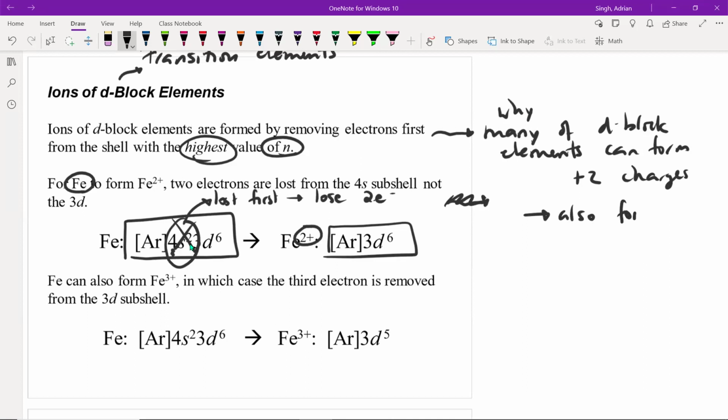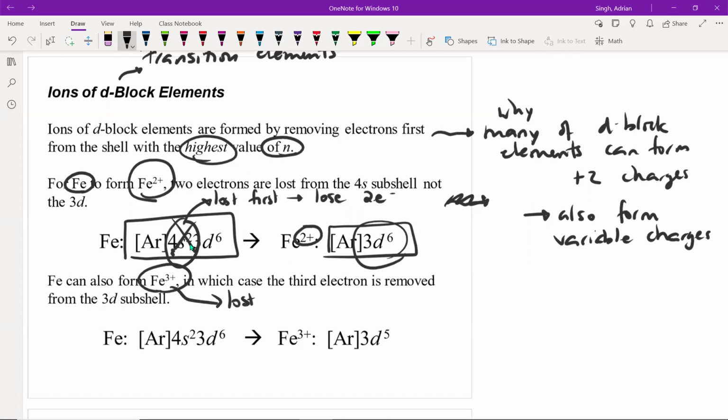Okay, what you'll also see is that many of the D block elements can also form variable charges or different charges. And that's possible because now we can lose additional electrons from those D subshells, right? So for example, iron again, okay, it can form not just Fe with the 2+, it can also form Fe with a charge of 3+. So that means it's lost now 3 electrons. Well, we know the first 2 are going to be lost from the 4s. The next one has to be lost from the next lowest energy level, which is the 3rd energy level, specifically now the 3d6. So if we take 1 electron away, we end up with a 3d5 here as our remaining electrons.